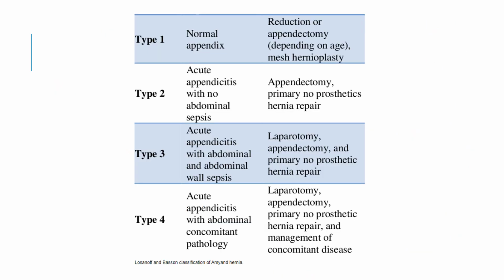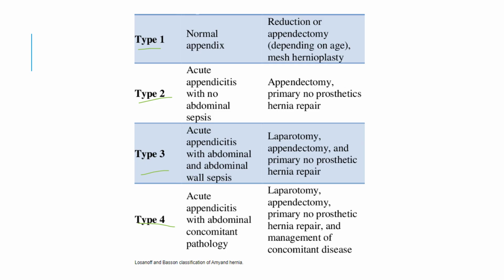Now, Amyand again can be divided into type 1, 2, 3, 4. Type 1 means there is normal appendix. Type 2 means acute appendicitis with no abdominal sepsis. Type 3 means acute appendicitis with sepsis. And type 4 means acute appendicitis with concomitant abdominal pathology. Why are we categorizing? Because the management changes.